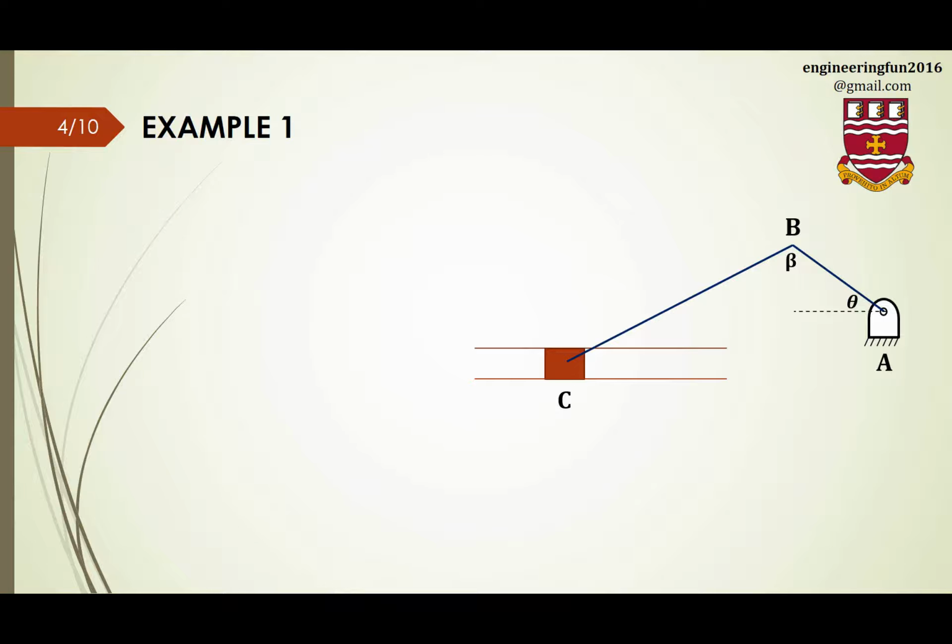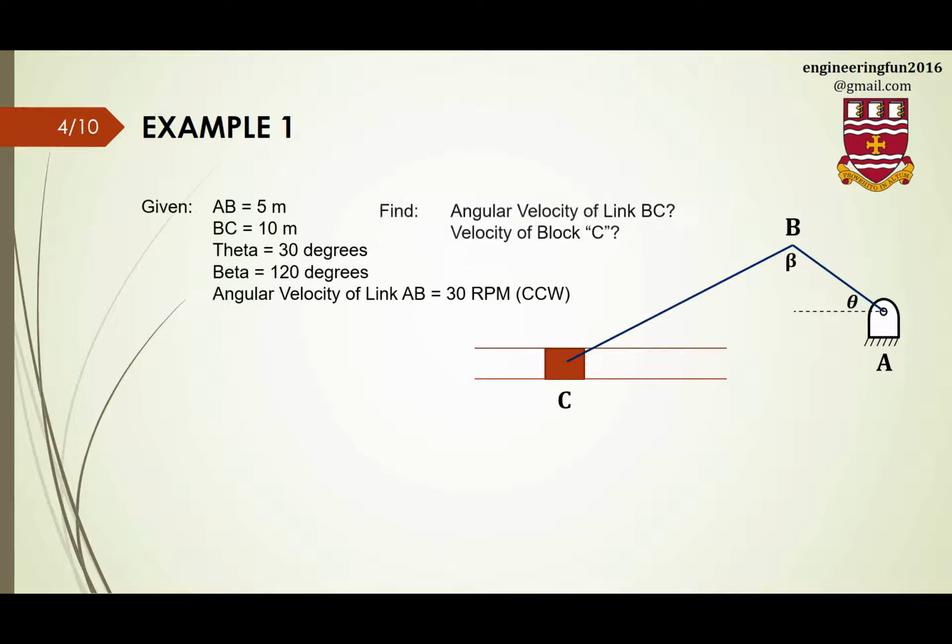So, for example, in this question, AB is given as 5 meters, BC is 10 meters, theta is 30 degrees, beta is 120 degrees. Angular velocity of link AB is 30 rpm. So this is the amount of velocity, and the direction is counterclockwise. So this is 30 rpm.